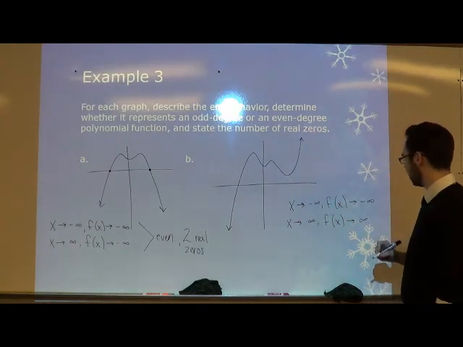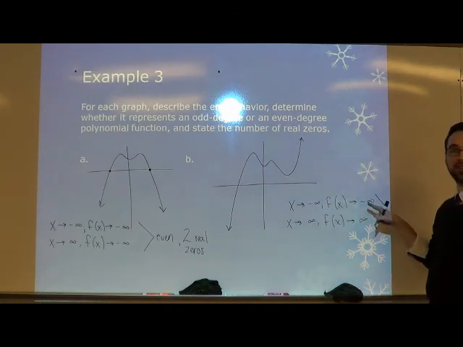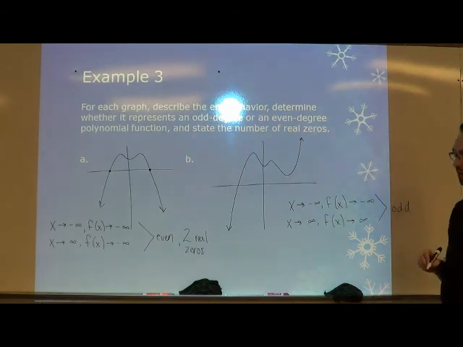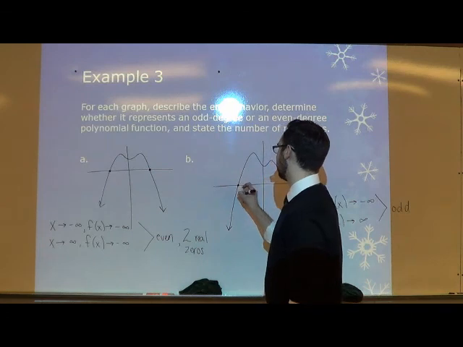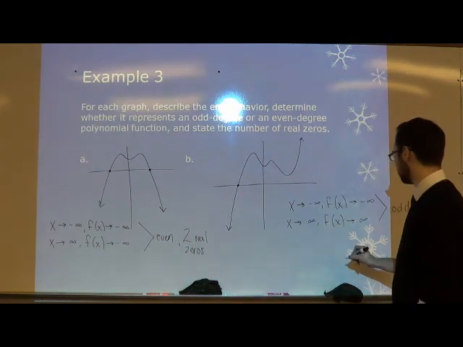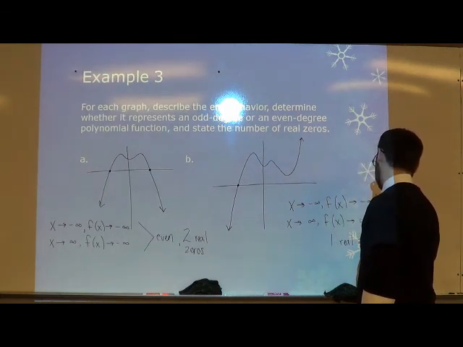It's approaching positive infinity. Are they going the same way? No, they're going 2 different directions. So it's what kind? It's an odd function. How many real zeros do we have? We just have 1. How many imaginaries would we have? We'd have 4. So it is an odd with 1 real zero.